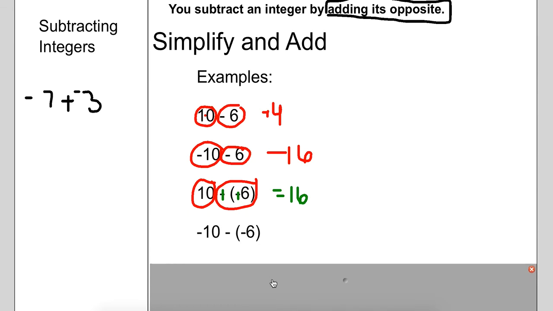Try the last one. Anytime I see these, I'm going to do it immediately. I'm going to put them adding. So now I have a negative 10 and a positive 6. Who won? The negatives by how much?